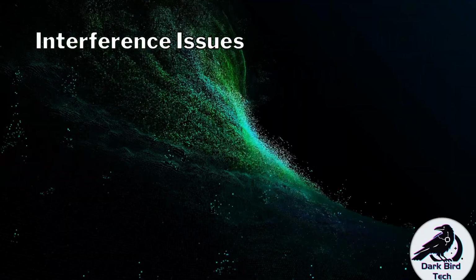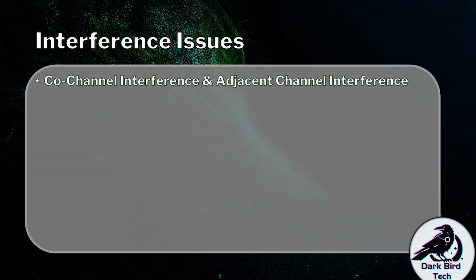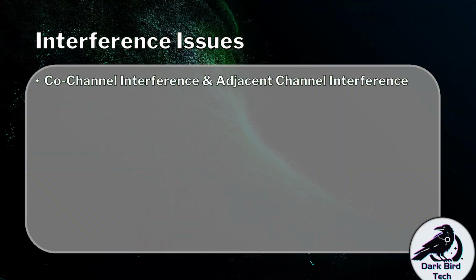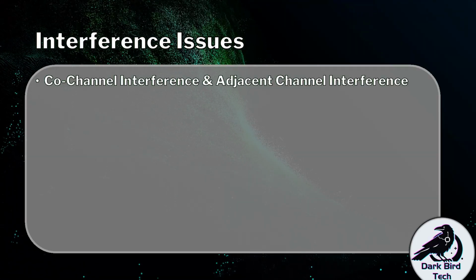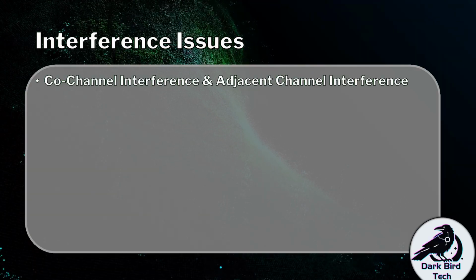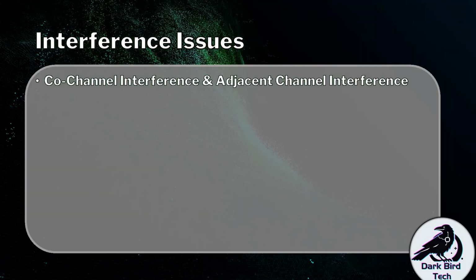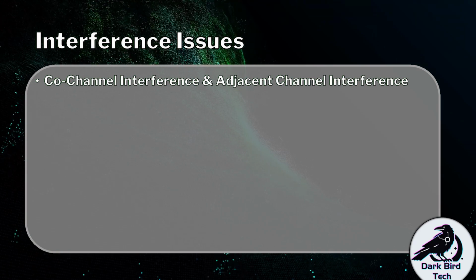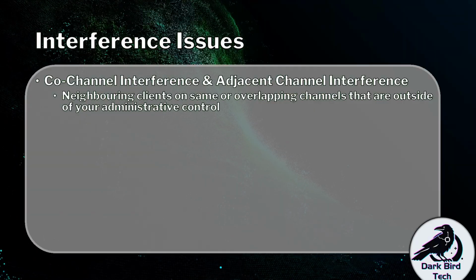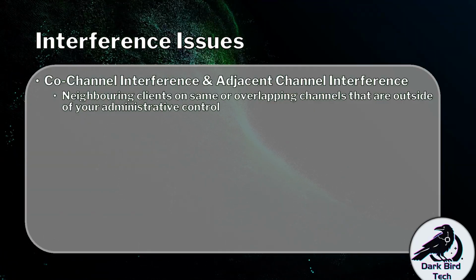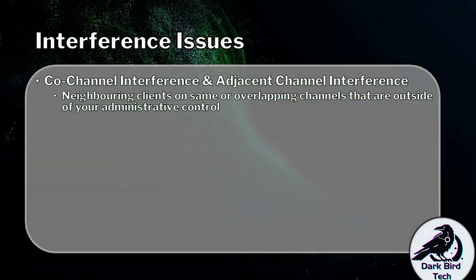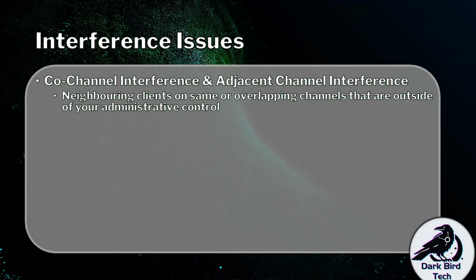Then you could be encountering interference issues, whether it be co-channel interference, where you and another person are using the same channel next to each other and you can't control each other's APs, or adjacent channel interference, where I'm using channel 1 and somebody in the next building from me might be using channel 2 or 3, which overlap and cause adjacency issues. Now this issue might be that you've got neighboring clients on the same or overlapping channels that are outside of your administrative control. This is going to be a headache, but you can just move to a different channel that is far away from the neighboring devices that are outside of your network.